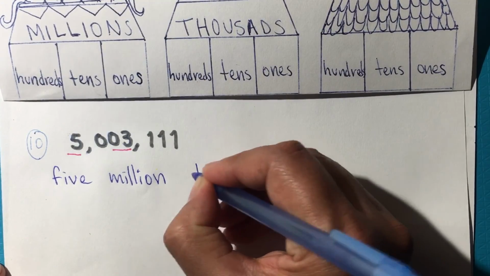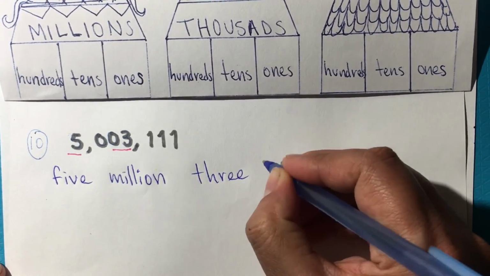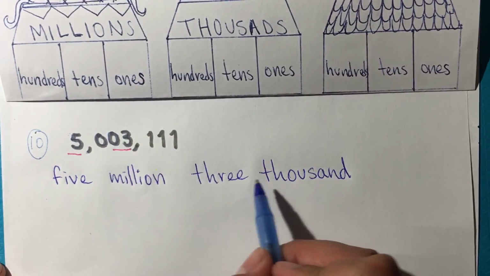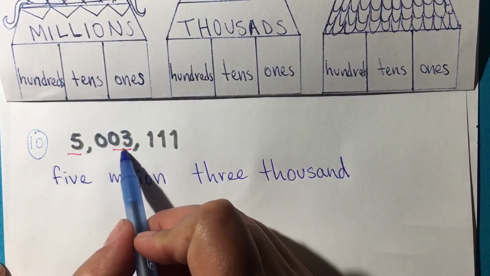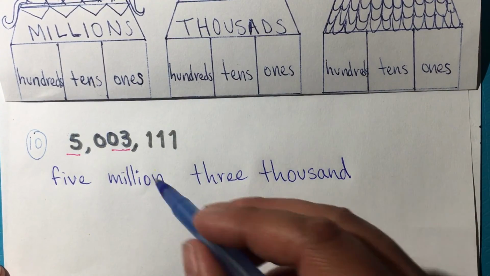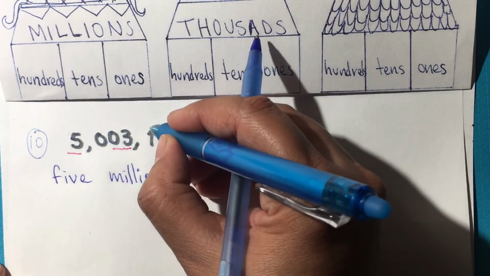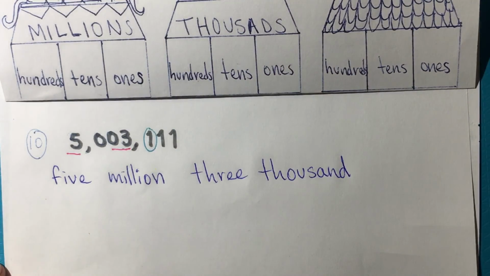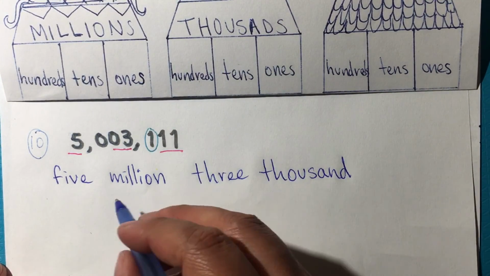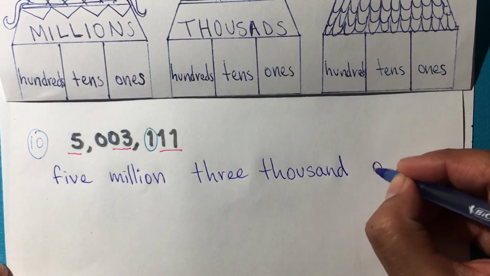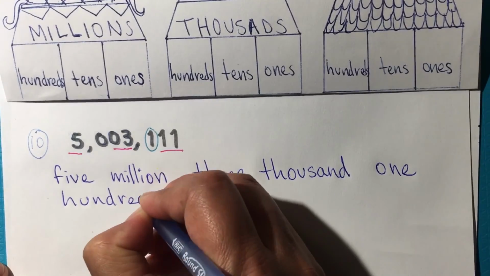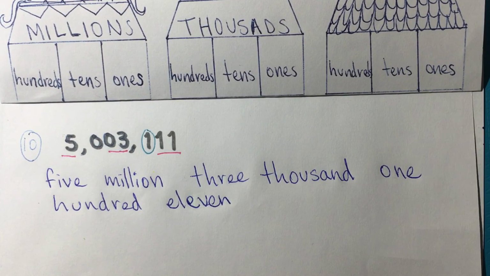Okay? So 3,000. We don't put a line or dash because it's only one number between these two. The 0, we don't include it. And the last group, it will be 111. Okay, so 5,003,111.